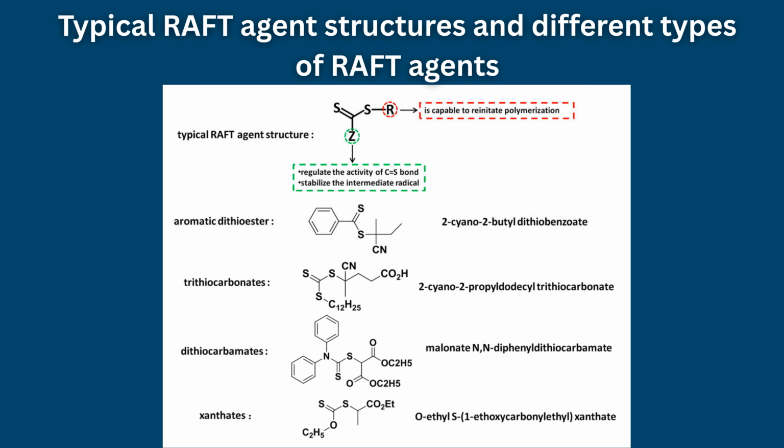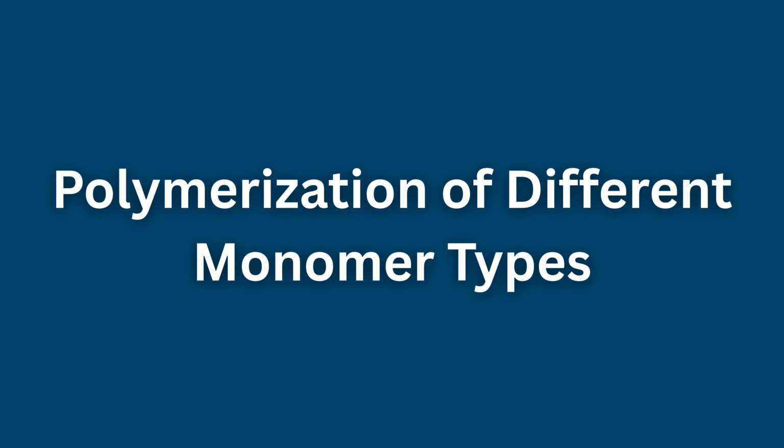R group. The R group acts as a leaving group during fragmentation. It must readily dissociate from the intermediate radical and efficiently reinitiate polymerization. Proper selection of the R group ensures rapid exchange between active and dormant chains. Common classes of RAFT agents include dithioesters, trithiocarbonates, dithiocarbamates, and xanthates.